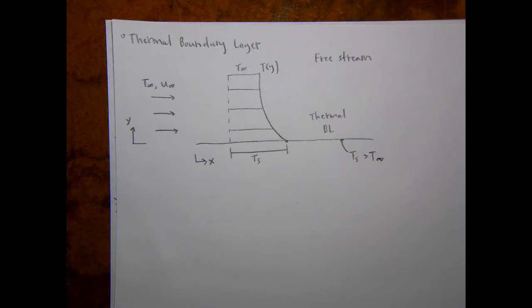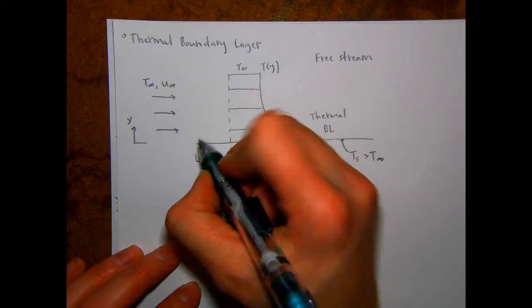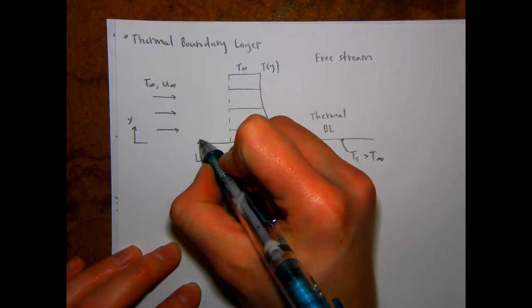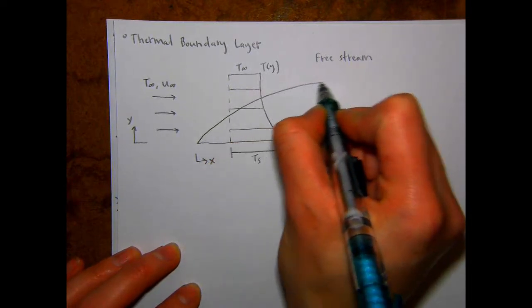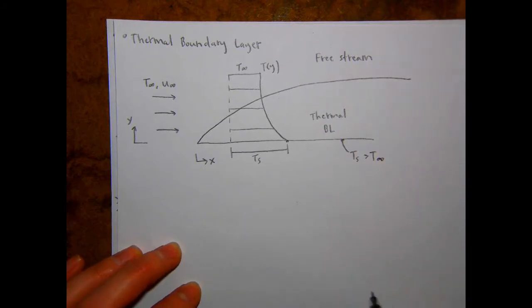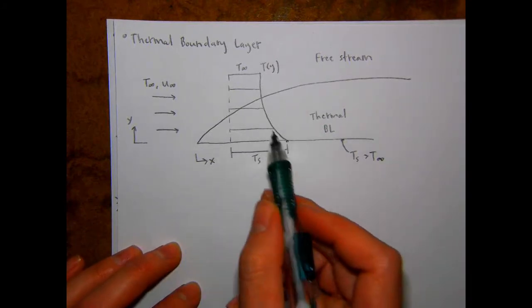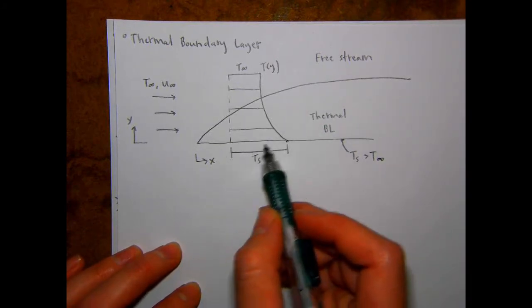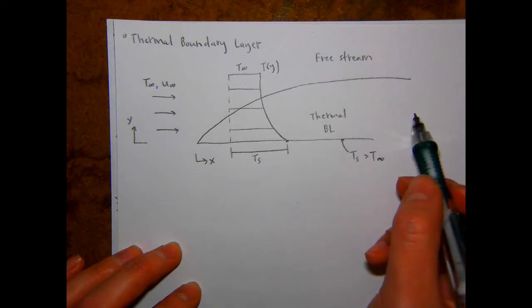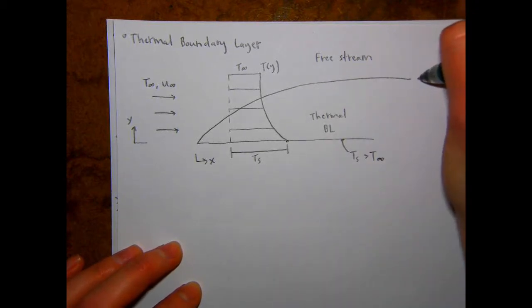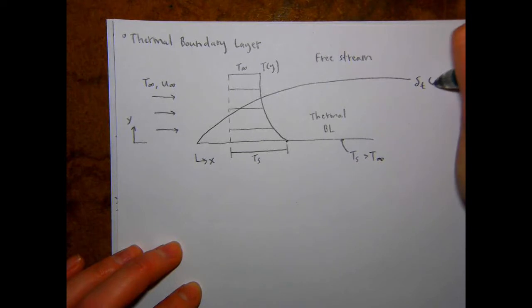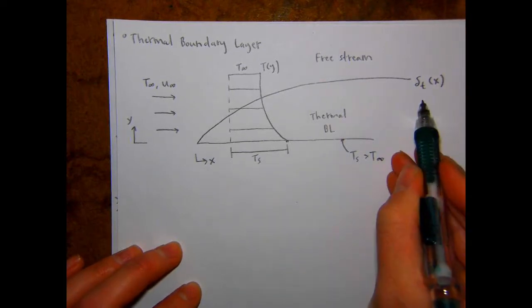And again, we have this same kind of definition of the boundary layer thickness. And just like the velocity boundary layer, it grows with x. So there's an entry region where the boundary layer is growing, and then you eventually reach this fully developed region where it stays approximately the same thickness. And we call that del sub t.